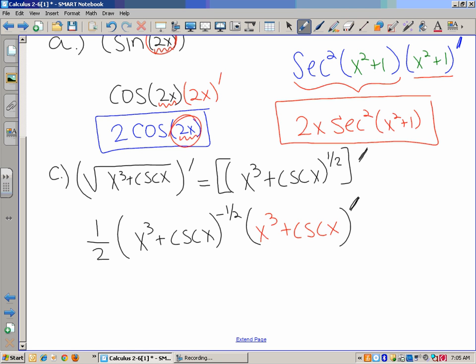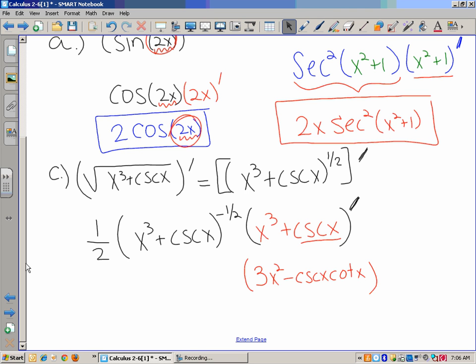So now I want to take the derivative of the inside. The derivative of the inside, this piece right here, is going to give me 3x squared minus cosecant x cotangent x. And that's a negative. So the derivative of cosecant x is negative cosecant x cotan x.